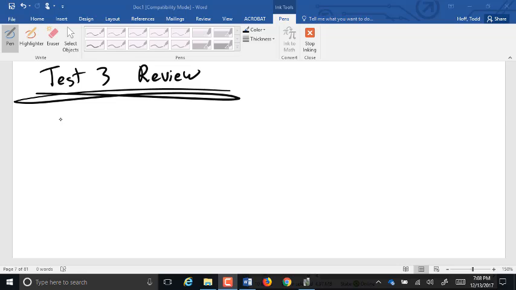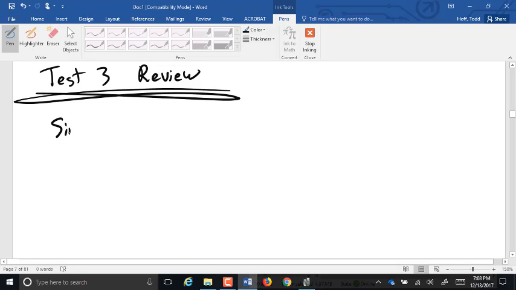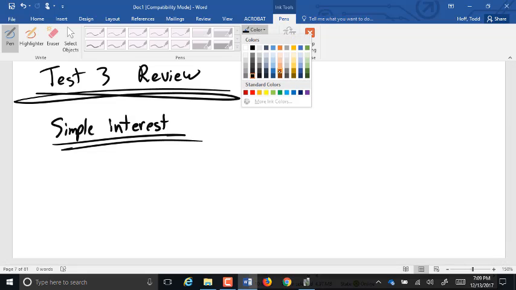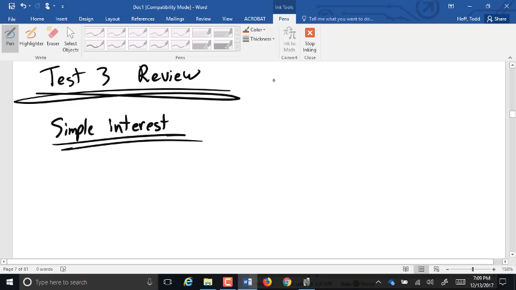We need to start out with simple interest. Simple interest, I actually think, is the most difficult concept of the unit, even though it's simple, just because there are more complex processes in it. So in simple interest, first thing you need to know is ordinary versus exact.